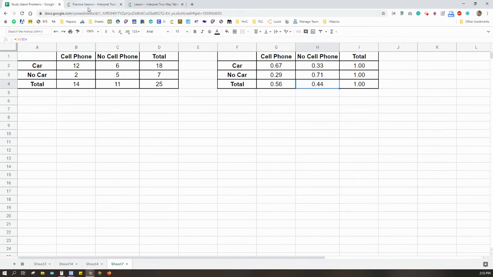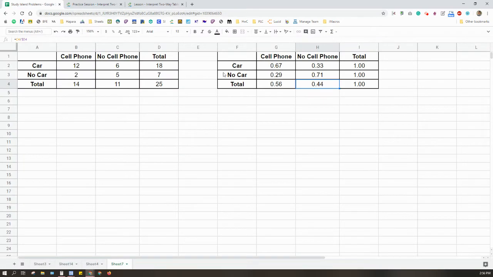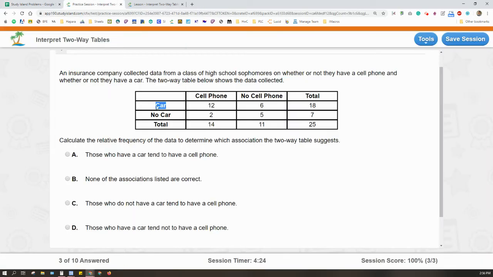Now we are equipped to answer our question, so let's go back to it. A, those who have a car tend to have a cell phone. Is that true? Okay, we go back to our relative frequency table. Those who have a car, how many of them have a cell phone? 67% of them. So, of those who have a car, do they tend to have a cell phone? Yes, they absolutely do, and that is our answer.